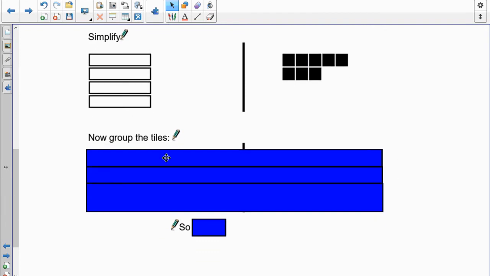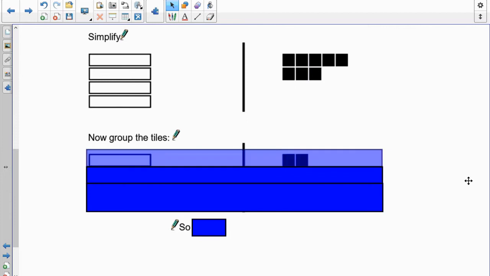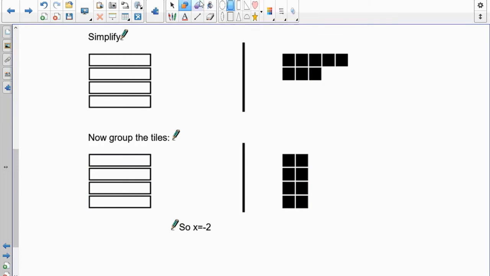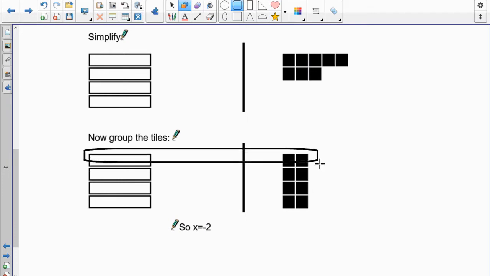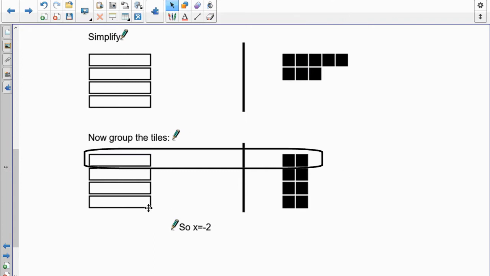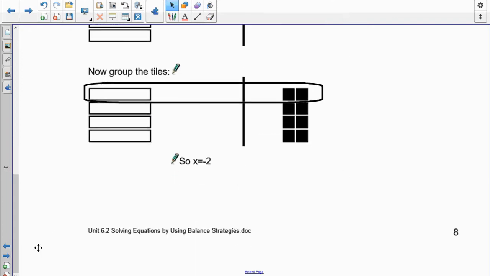Now grouping the tiles. Every one of these has to match up with an equal amount of those. So we end up with x on the left and negative 2. So we end up with an answer of x equals negative 2. And I want you to circle this for me so you tell me that you know that one of these is actually that. So this little statement that x is equal to negative 2 should be circled. Okay? All right, moving on.